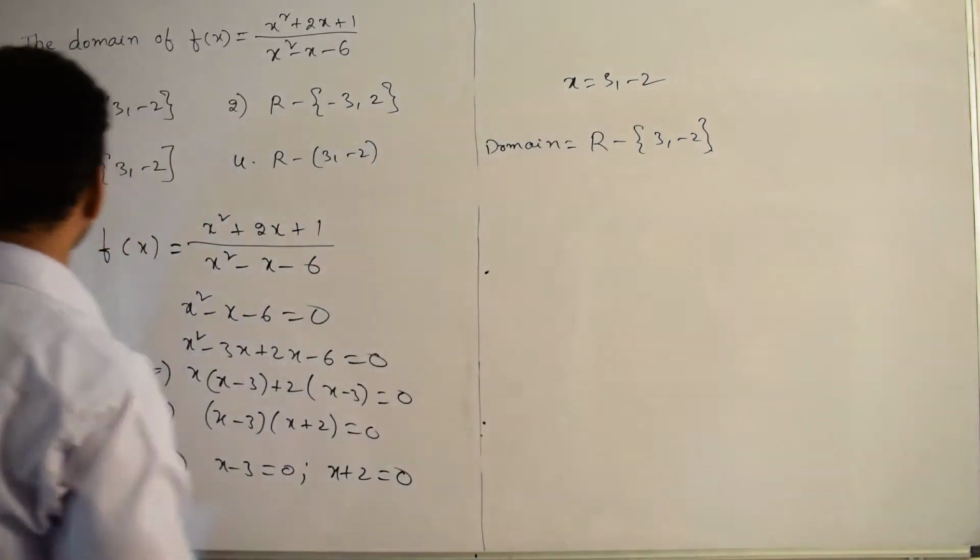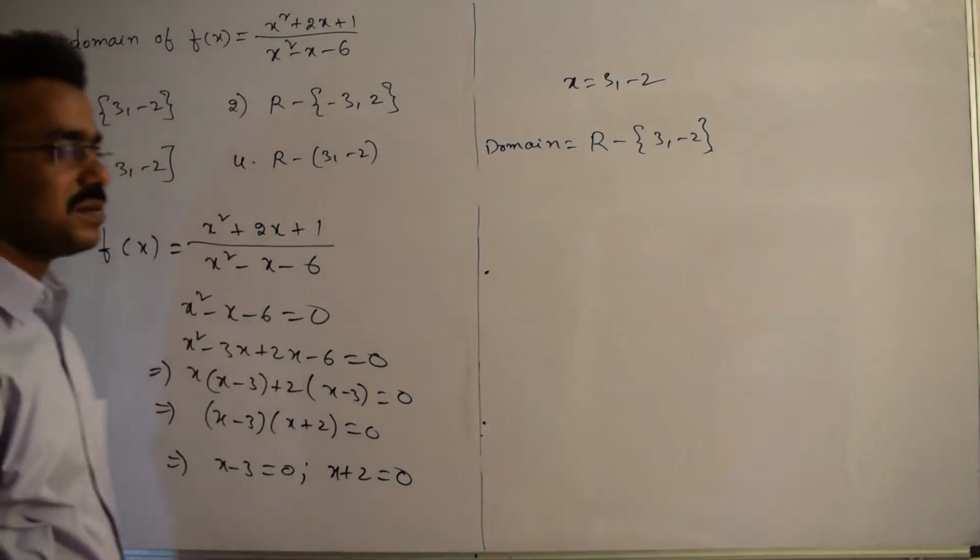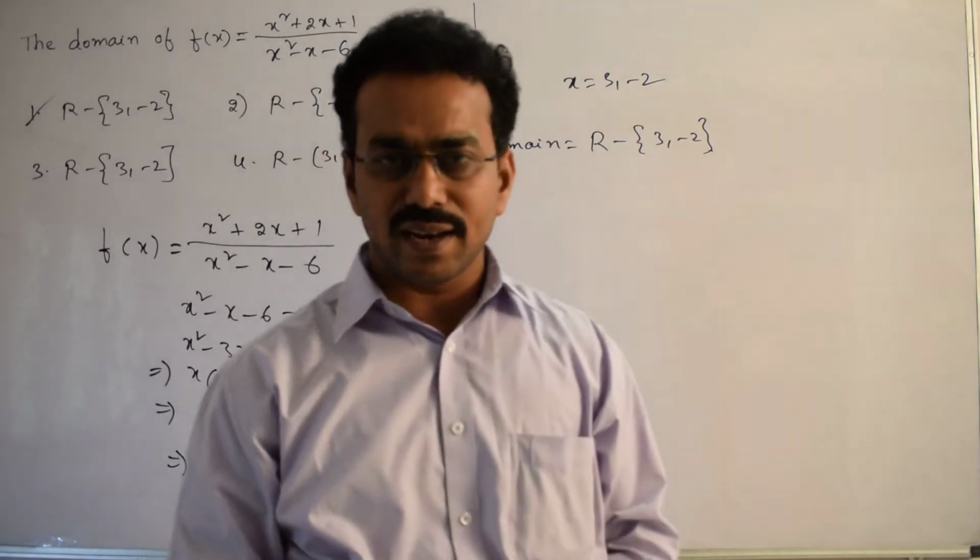And now let's compare with the given options. What are the given options here? Clearly R minus {3, -2}. The first option is correct. The rest of the options are incorrect. This is the final conclusion.